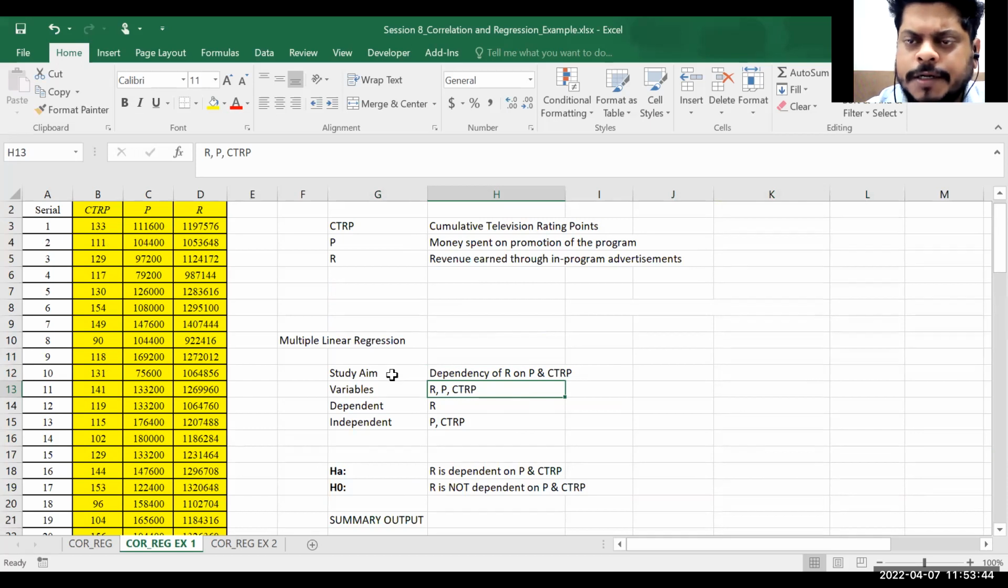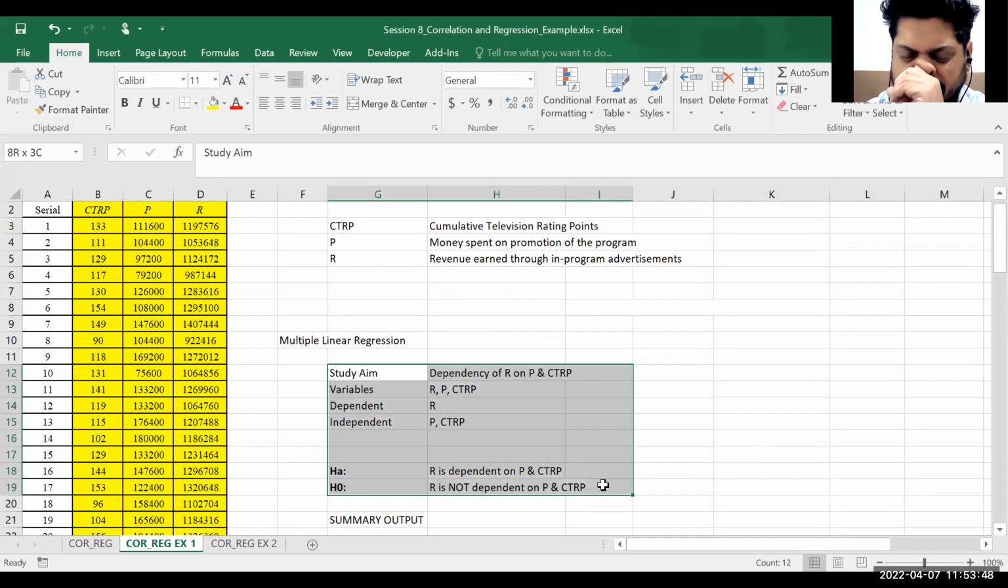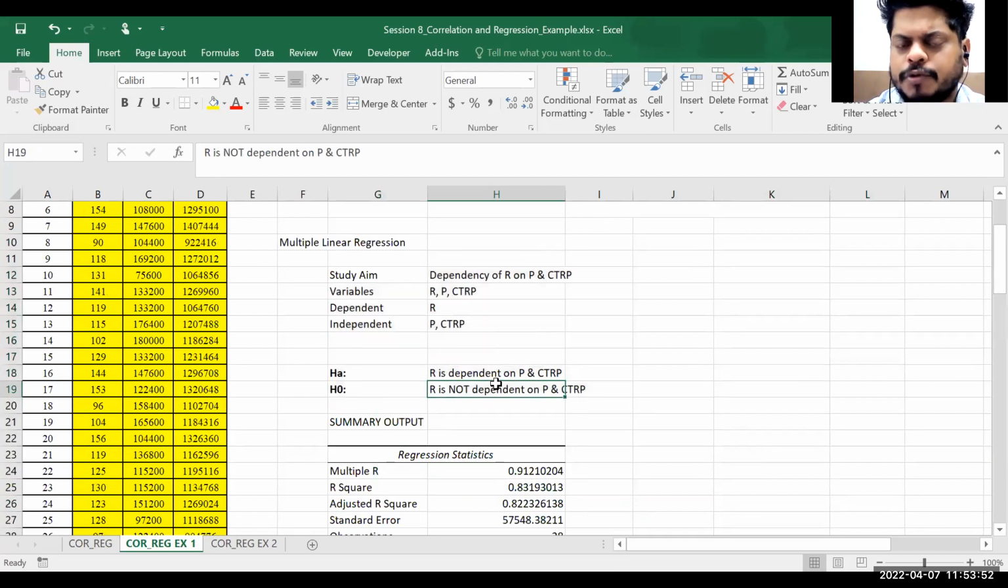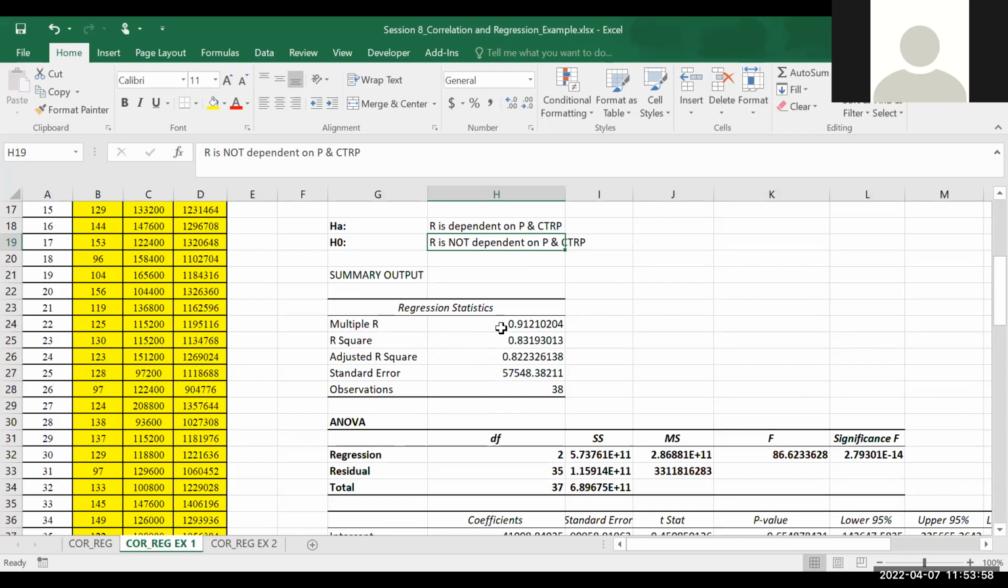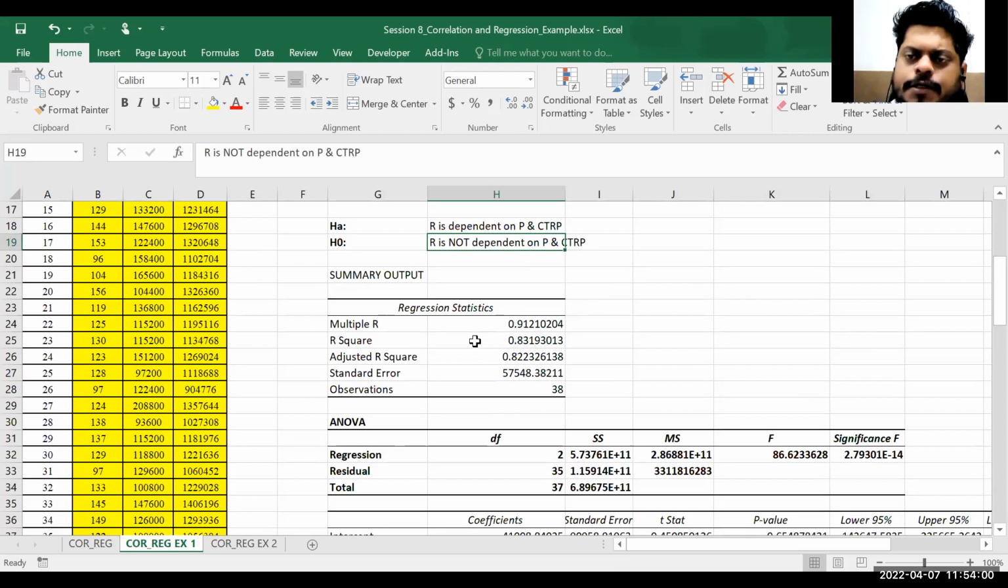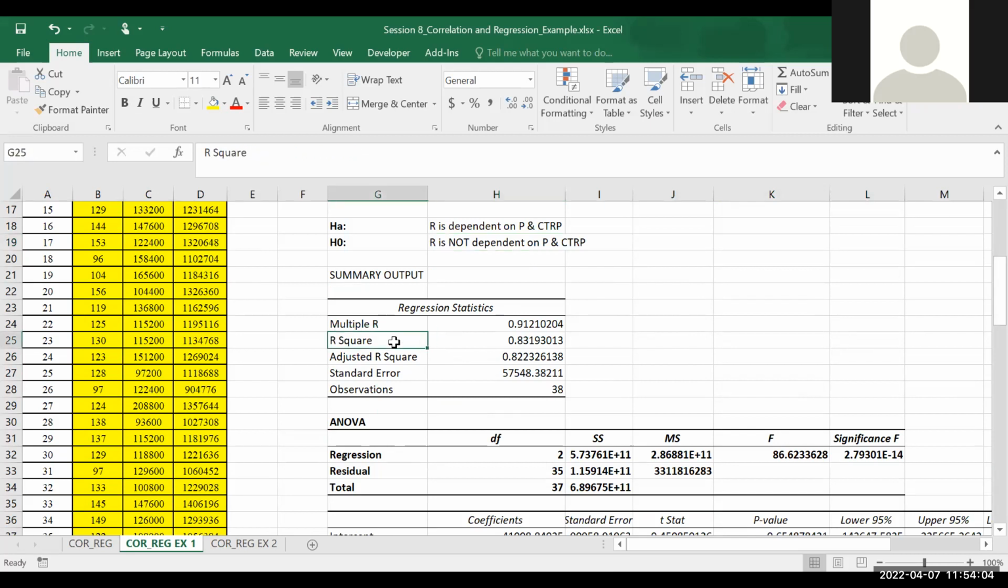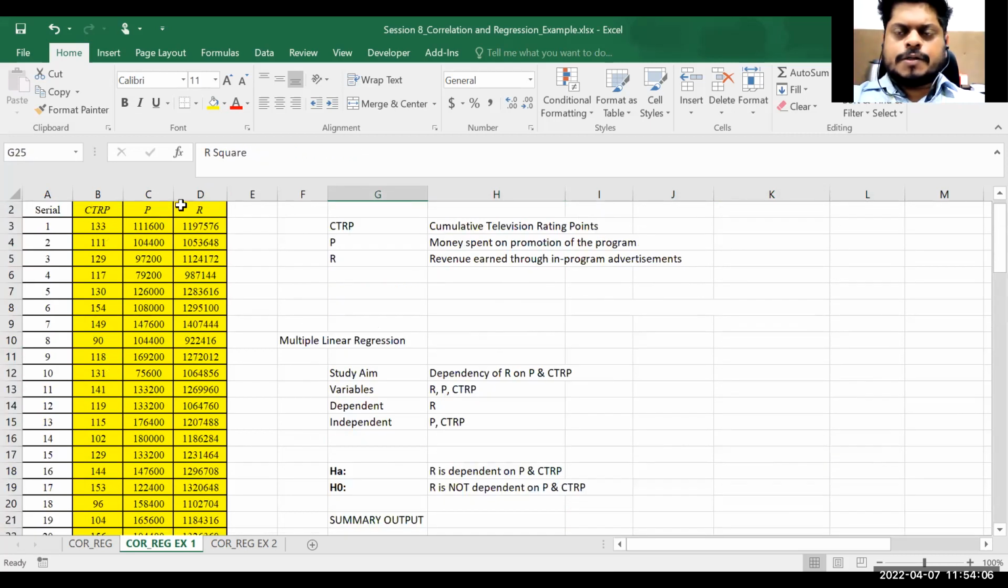Anyhow, I'll share the slide and this Excel file. If I've not written it, that is okay, you can go through it. Basically, what I'm writing is my alternate hypothesis and my null hypothesis. You know how to put in data analysis regression, right? So just select your R, that is your dependent variable. P and CTRP are your independent variables.